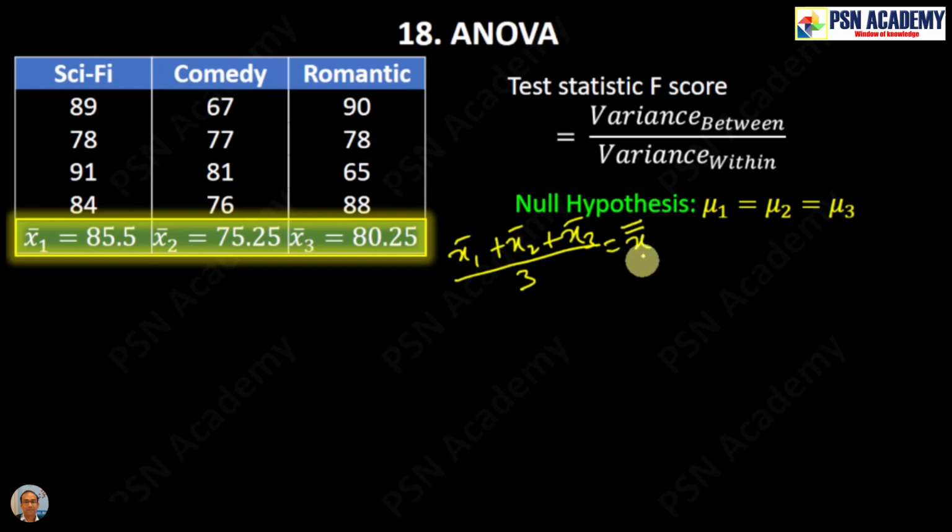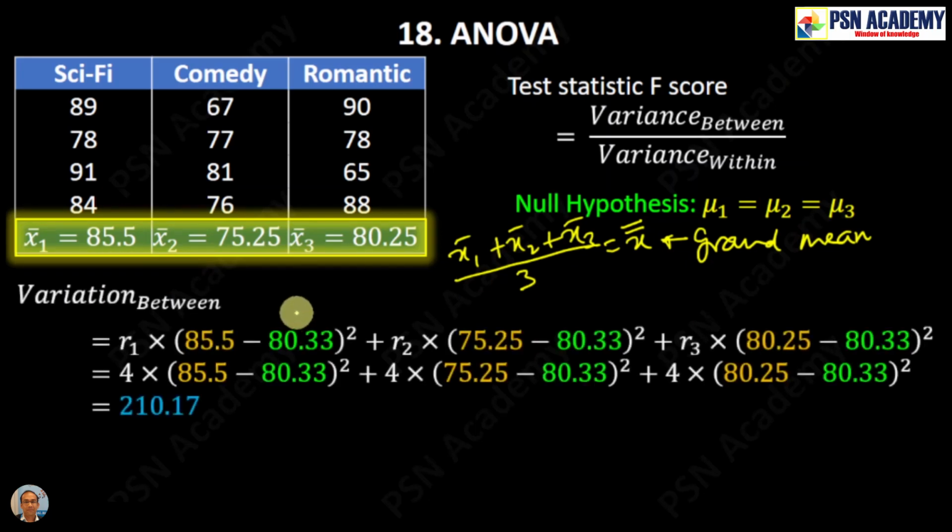Okay? So this one is our grand mean. Okay? So you take the deviation between these means and the grand mean each time, and you will get the variation between. So you see 85.5, this one is the x1 bar, and this one is the grand mean, that is x double bar. You take the second one, x2 bar, and this one is the grand mean. This one is x3 bar, and this one is the grand mean.